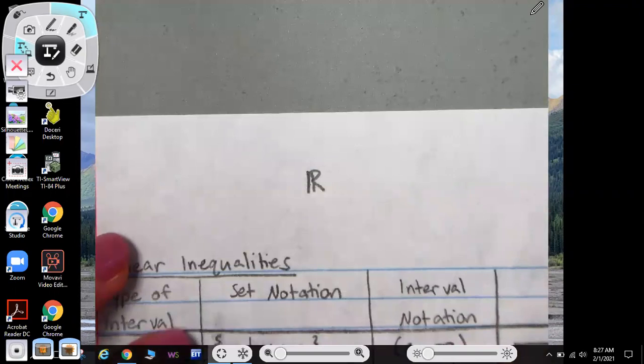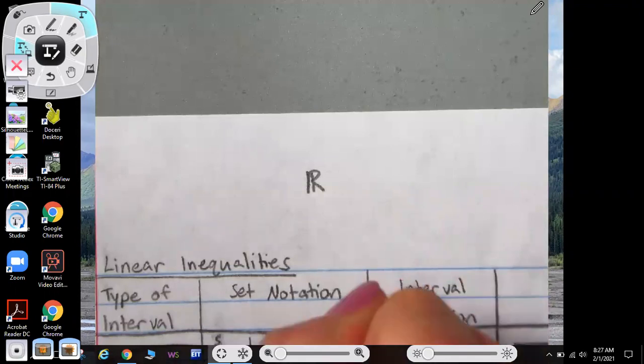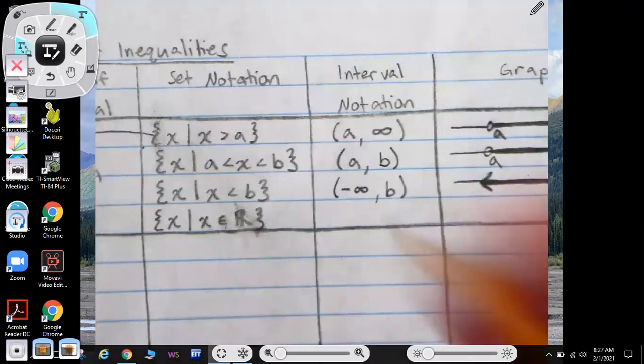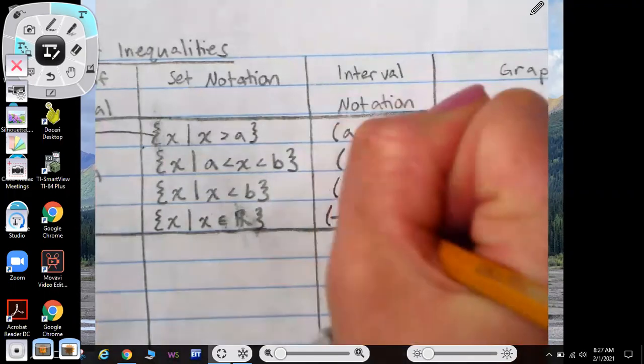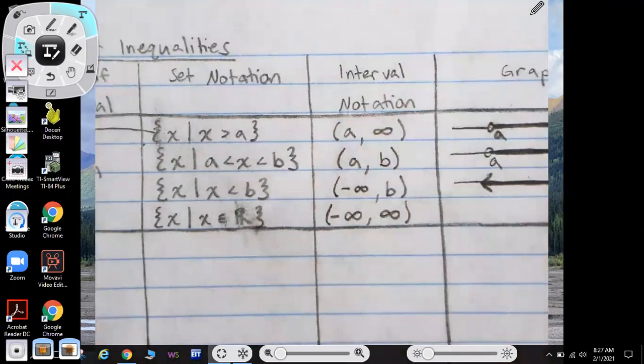Okay, so all this means is that our interval includes all real numbers, which is all the numbers from negative infinity to positive infinity. So that's what our interval notation looks like, negative infinity to positive infinity.